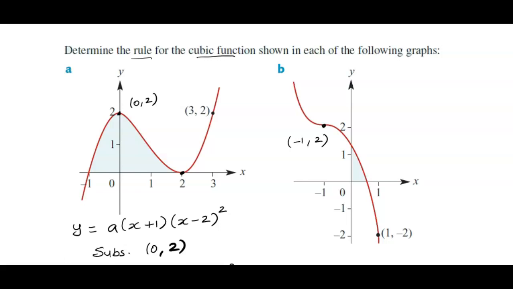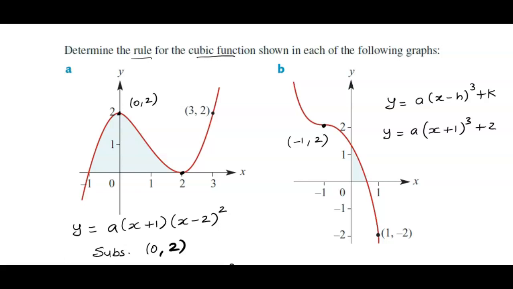So when we have a point of inflection, we have to take into account the rule to be written in the format of a times x minus h to the power of 3 plus k. Now in this case, the point of inflection is minus 1 and 2, so the value for h is minus 1 and the value for k is a positive 2. So I'm going to use that in the rule. So a times, because I already have a negative inside the bracket, x minus negative 1 is going to become x plus 1 to the power of 3, and then plus 2 for the k.